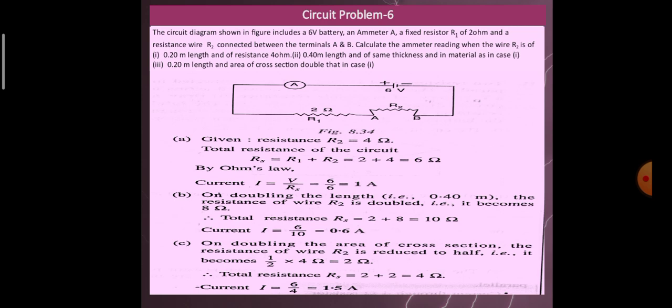The third condition, on doubling the area of cross section, students understand the resistance of the wire R2 is reduced to half its value. So therefore it becomes 2 ohm. Now the total resistance is 2 plus 2, 4 ohm. Therefore the current is 6 by 4, which is 1.5 ampere.